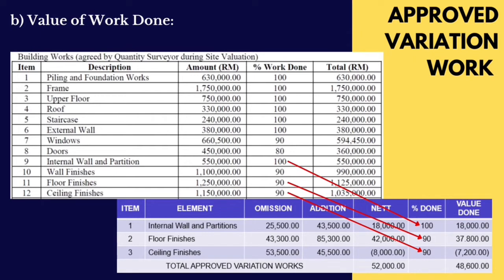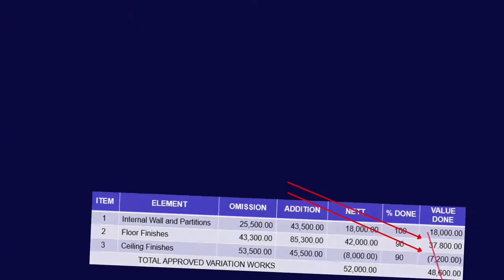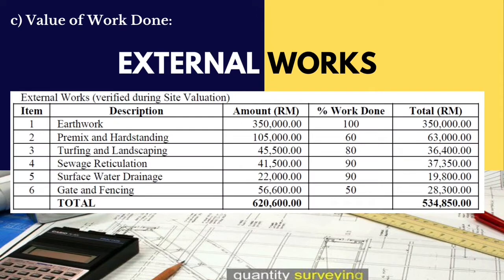For example, variation works for internal wall and partitions. The addition value, which is 43,500 ringgit Malaysia, minus 25,500 ringgit Malaysia equals 18,000 ringgit Malaysia. Then the net amount will be multiplied by 100% work done, resulting in 18,000 ringgit Malaysia for value done. After calculating all the value done, we must calculate the total of the net and value done to get the total approved variation works.